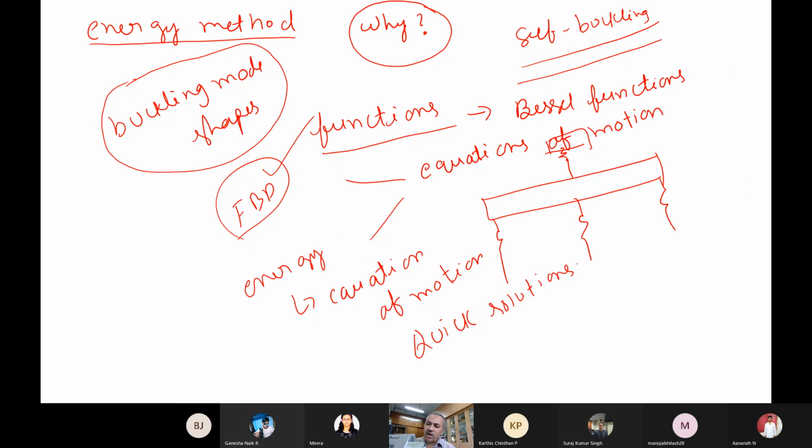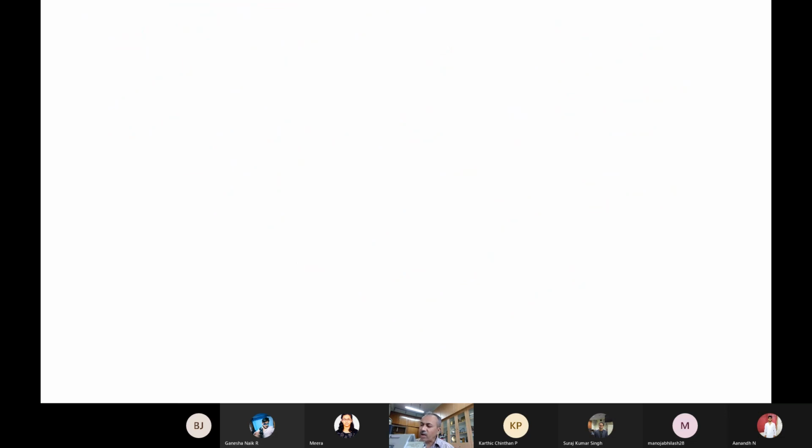So the main advantage of energy methods is not only to find out the quick solution, it is also to find out equations of motion also. You would have done a free body diagram, maybe you followed it. So that is also a main objective of this itself. Okay, so in the last class, I think the video was cut off halfway.